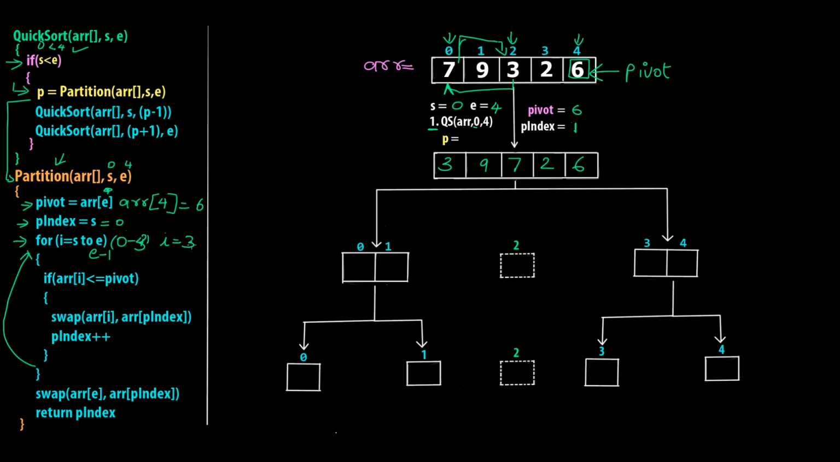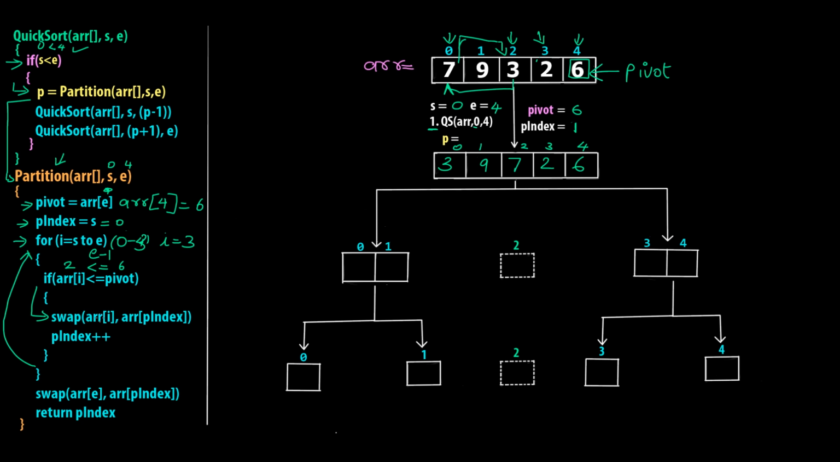So now I will become 3. And now we are again going to check if ARR of I, which is ARR of 3. What is ARR of 3 over here? It is 2. And you can now use this newly created array because we have just swapped 3 and 7. So now all the comparison should happen over here. So this is 0, 1, 2, 3 and 4th index position. So we are checking ARR of I, which is 3. At 3rd index position we have value 2. So is 2 less than or equal to the pivot value? What is the pivot value? 6. Yes. So we will again go inside the if.